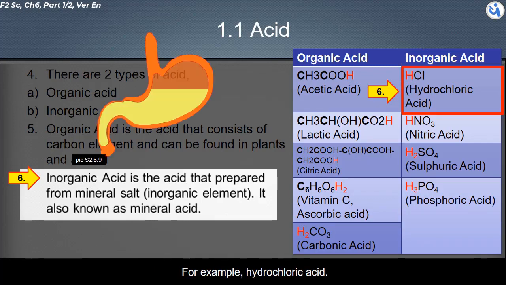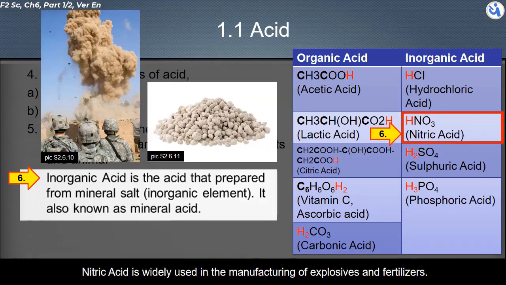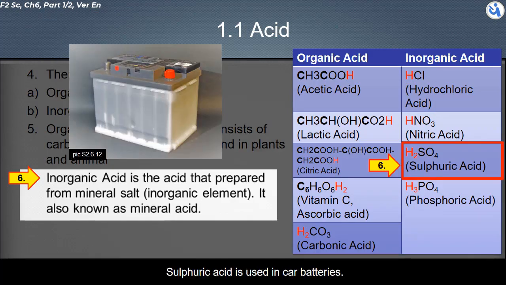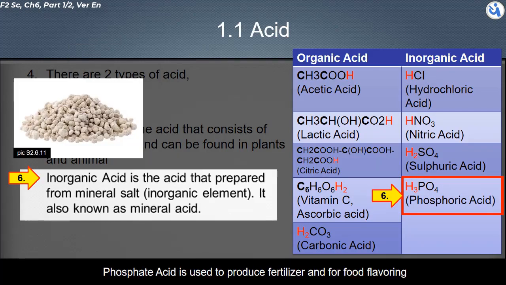For example, hydrochloric acid. We may find hydrochloric acid in gastric juice. Nitric acid. Nitric acid is widely used in the manufacturing of explosives and fertilizers. Sulfuric acid. Sulfuric acid is used in car batteries. Phosphoric acid. Phosphoric acid is used to produce fertilizer, and for food flavoring.